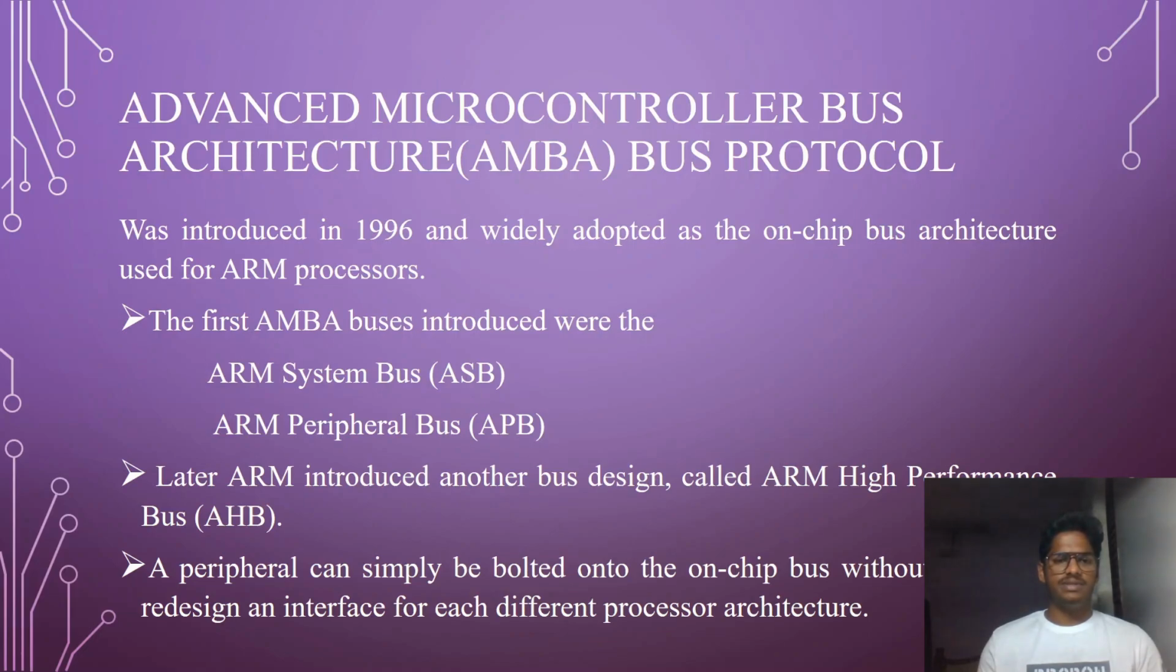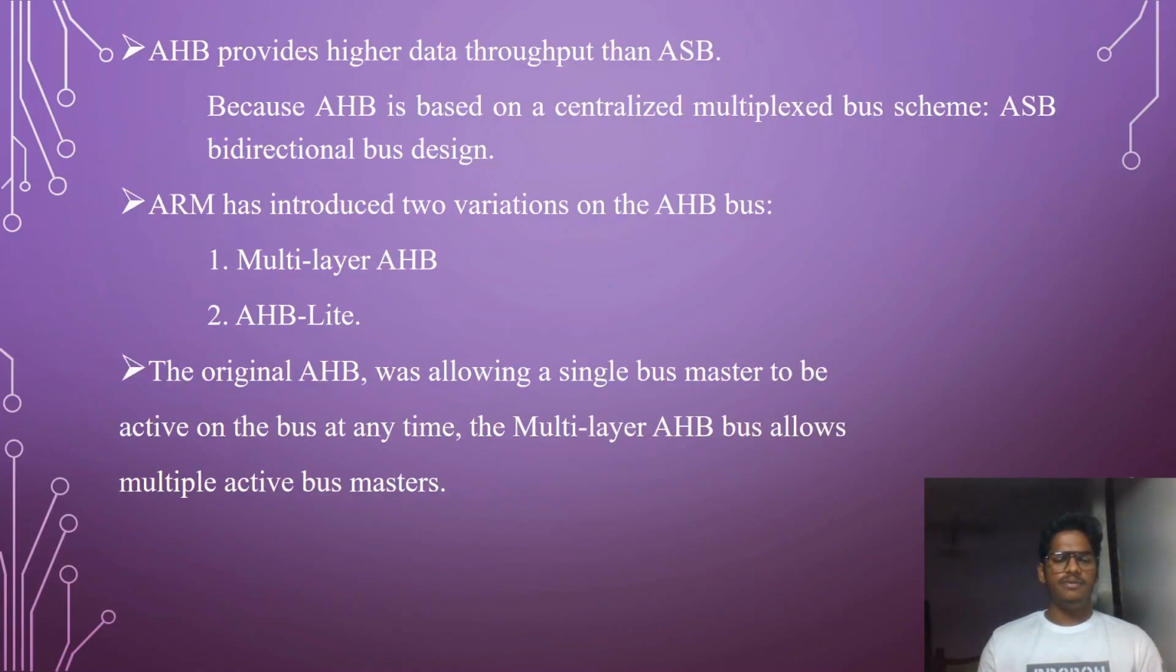The first AMBA buses introduced were the ARM System Bus, ASB, and ARM Peripheral Bus, also called as APB. Later, ARM introduced another bus design called ARM High Performance Bus, AHB. A peripheral can simply be bolted onto the on-chip bus without having to redesign an interface for each different processor architecture. The AHB provides higher data throughput than ASB because AHB is based on a centralized multiplexed bus scheme, ASB bidirectional bus design.